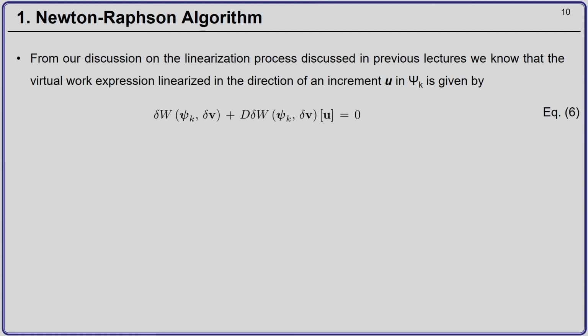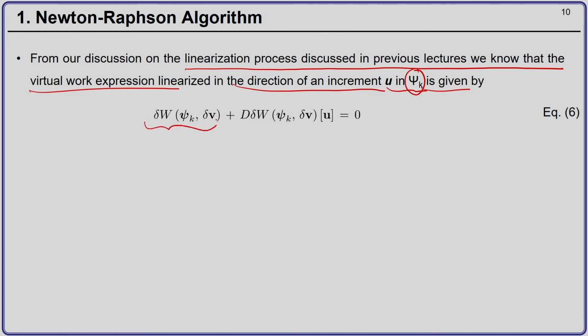So, from our discussion on the linearization process in the previous lectures, we know that the virtual work expression linearized in the direction of an increment u in psi k, where k denotes the Newton-Raphson iteration step, was given by the internal virtual work evaluated at the current Newton-Raphson step k plus the directional derivative of the virtual work evaluated at the current Newton-Raphson iteration step psi k, and taken in the direction u.